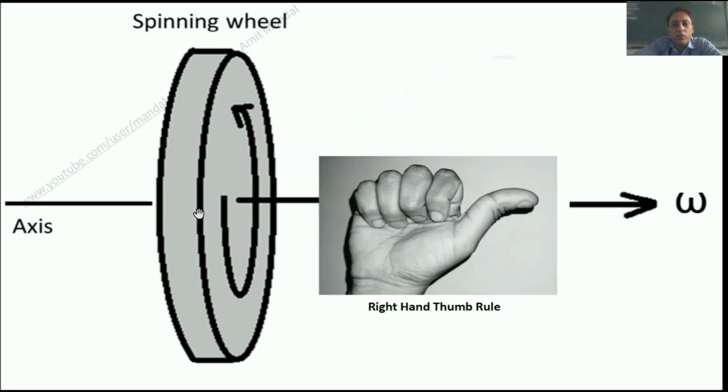Similarly, suppose there is a wheel spinning. If I am viewing it from the right-hand side, suppose it is spinning in the anti-clockwise direction. What is the direction of angular velocity? The right-hand thumb rule is applied in this case. The curl of the fingers determines the direction of rotation and the thumb determines the direction of angular velocity. So according to that rule, the angular velocity will be toward the right-hand side, from the center.